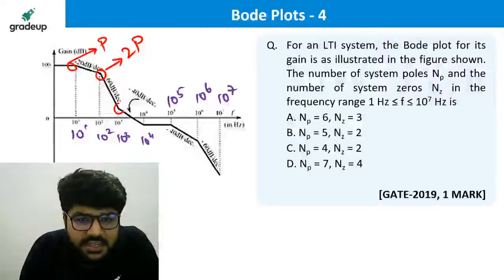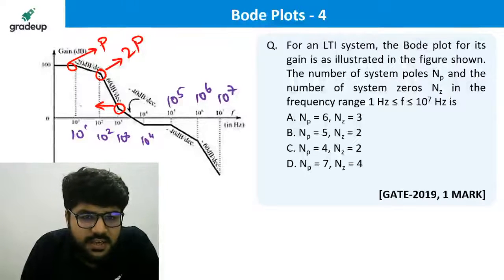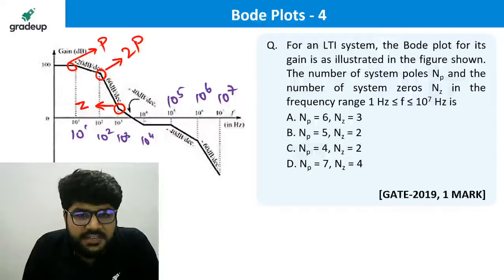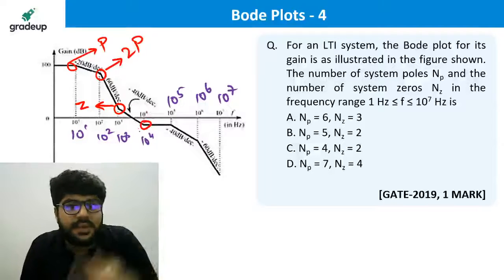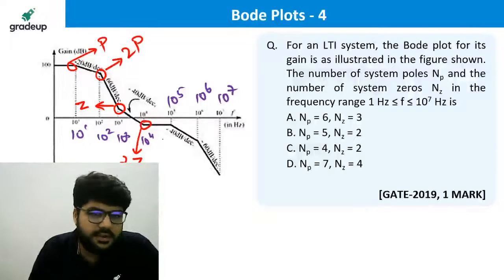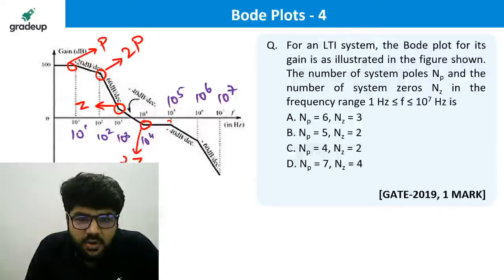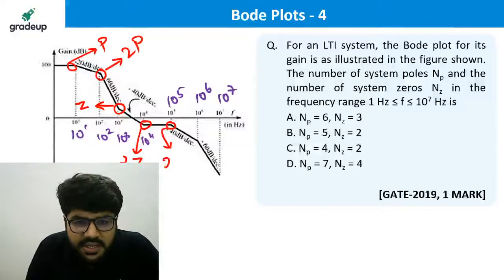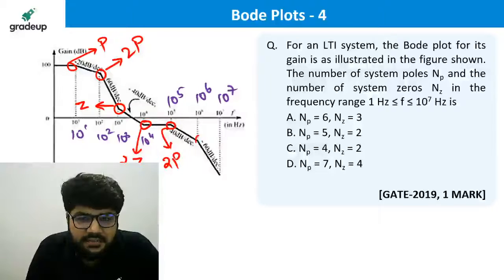Minus 60 से minus 40. Slope increases. So this is a zero. Minus 40 से 0, slope increases by plus 40. So this is a double zero. Okay. Then 0 to minus 40, slope again changes by minus 40. Minus 40 change है तो again a double pole. Minus 40 to minus 60, the slope changes by minus 20. So this is also one pole.